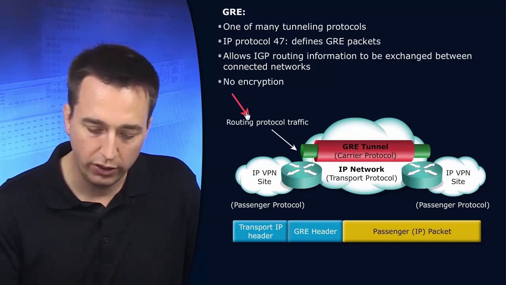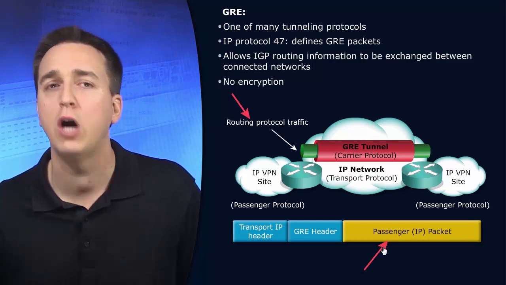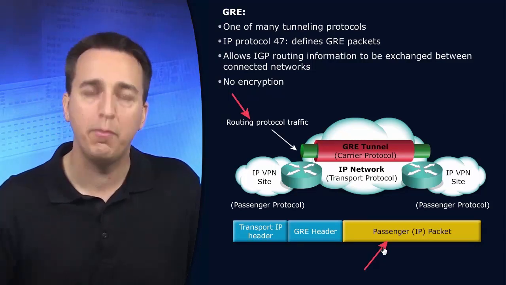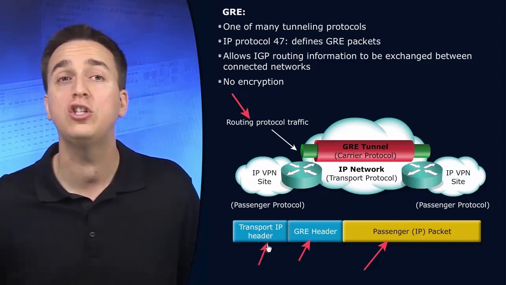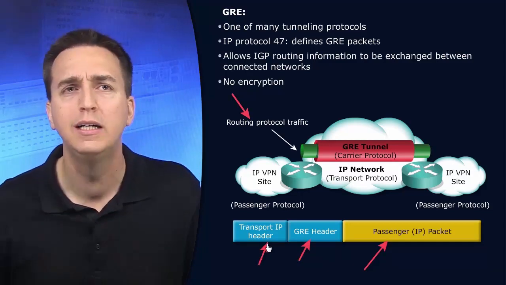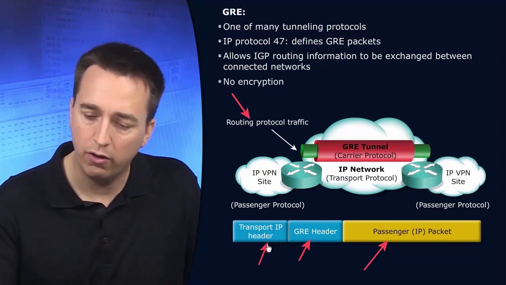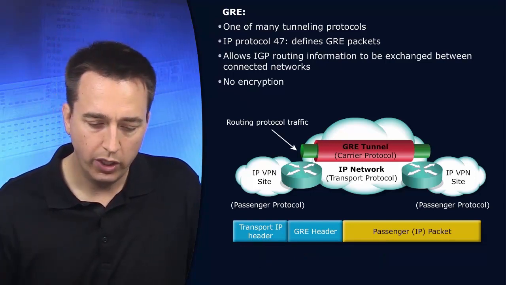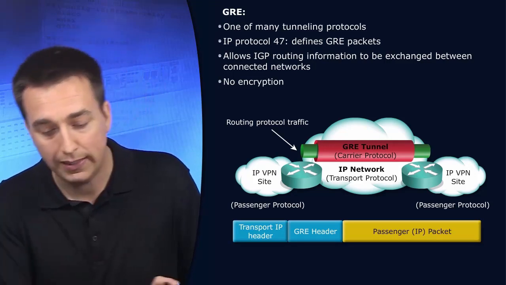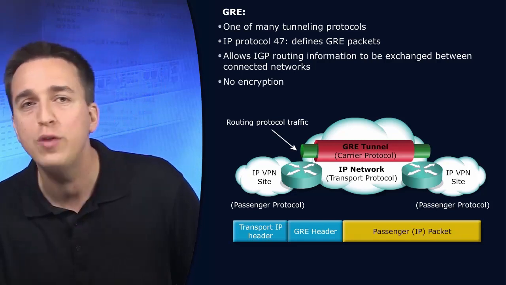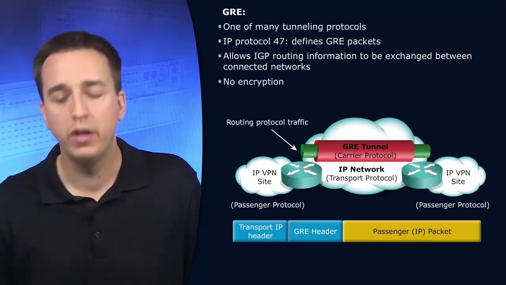So here's our original IP packet down here. That's the EIGRP packet that we want to send across. And we wrap that up. We put a header on it, a GRE header, and the transport IP header for GRE, which is using protocol 47. And now we can take that EIGRP packet or that OSPF packet and send it through that tunnel, across the IP network, across the internet, over to the other side.